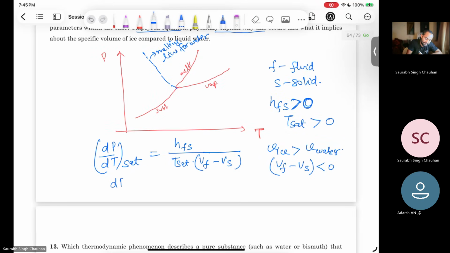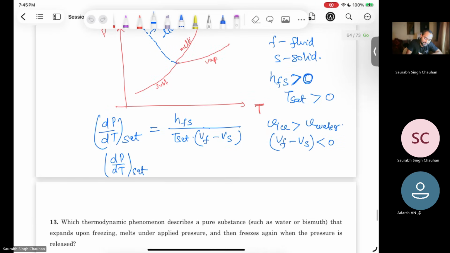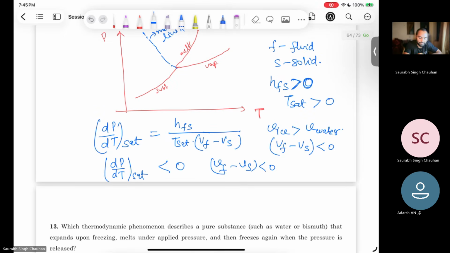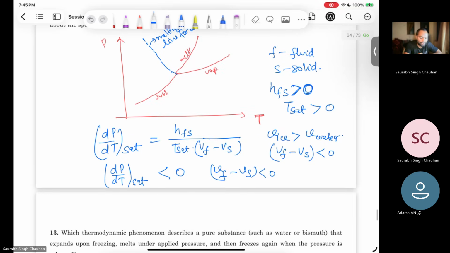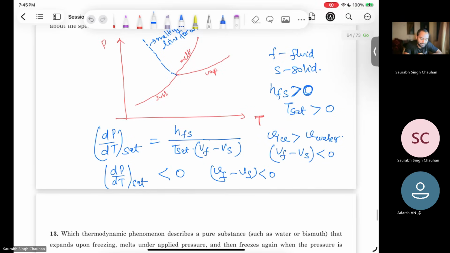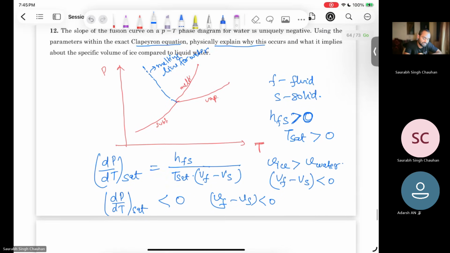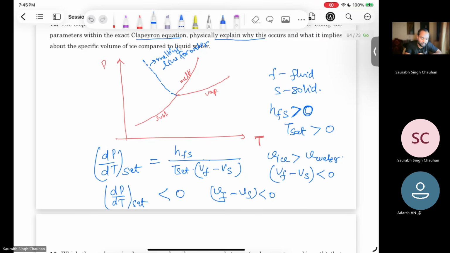So hfs is positive, T is positive, but this term is negative. So dP by dT at saturation, the slope of this line, has to be negative. Why? Because Vf minus Vs is negative, because water expands on freezing. But most substances do not expand on freezing, they expand on melting. But water has this unique property that it expands on freezing.